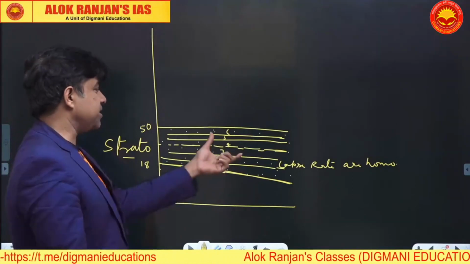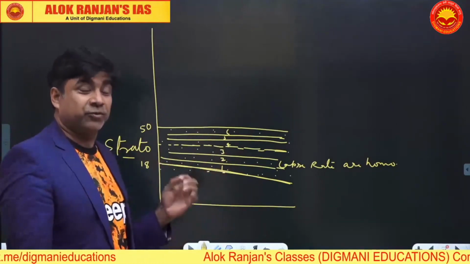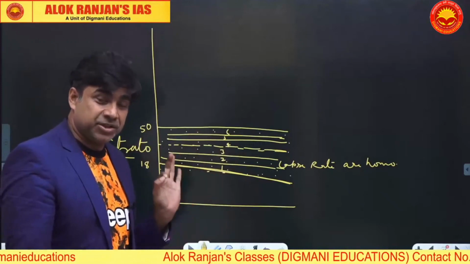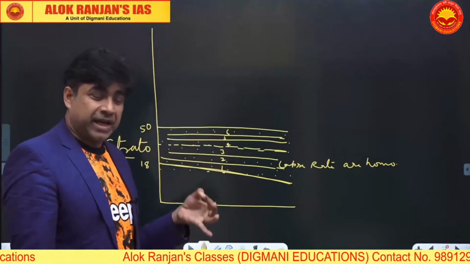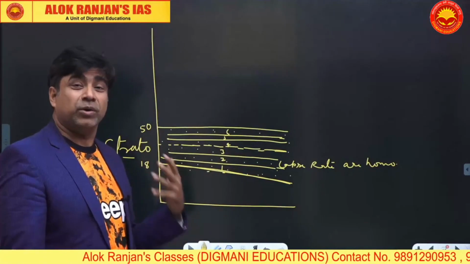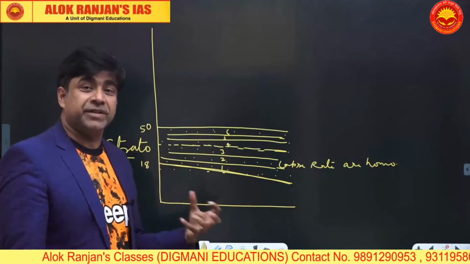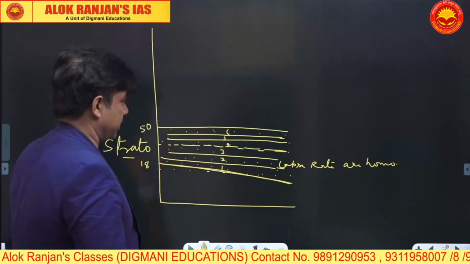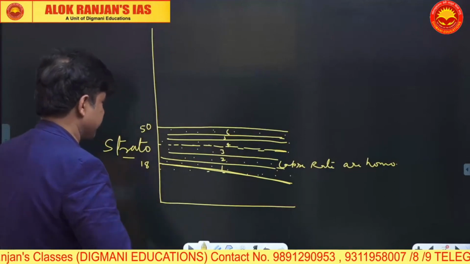The stratosphere doesn't have homogeneous temperature. It has a homogeneous lapse rate in each of the layers, and each layer will also have more or less homogeneous density. Okay, I hope it is clear to you.